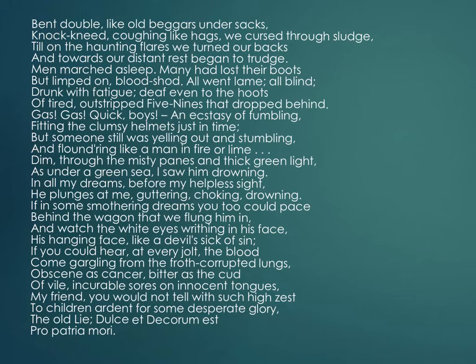I'm actually going to take a look at different parts of this poem to identify them. When we read through that first part, it's the action sequence of the men, to me, turning away from the front, going back to get their rest. A lot of negative imagery here. They're like old beggars, knock-kneed, they're coughing, cursing through the sludge. They turned their backs toward their distant rest.